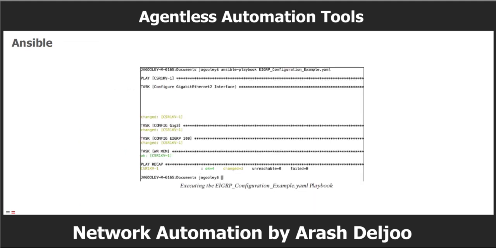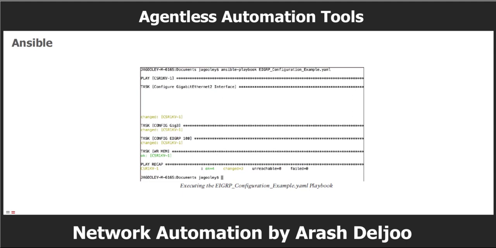When the playbook is run, the output shows the tasks as they are completed and the status of each one. Based on the output, you can see here in this figure that tasks with the following names are completed and return the status changed. First, configure GigabitEthernet2 interface, config GigabitEthernet3, and also config EIGRP 100, as you can see here. Furthermore, the write mem task completes, which is evident from the status ok for CSR1KV-1.